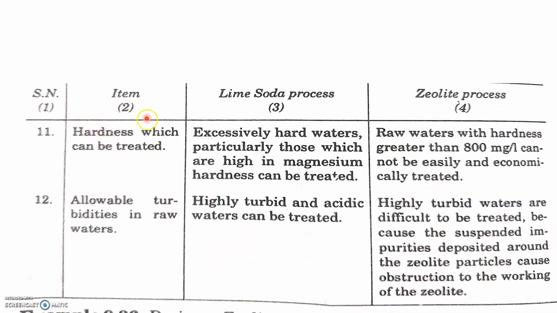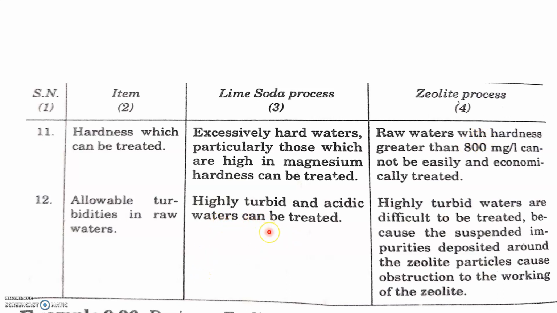The last two points are about the hardness of water which can be treated. Here, excessively hard water, especially with higher magnesium hardness, can be treated. Here raw water which has a hardness greater than 800 mg can be easily and economically treated. So in that part it is a very effective process.